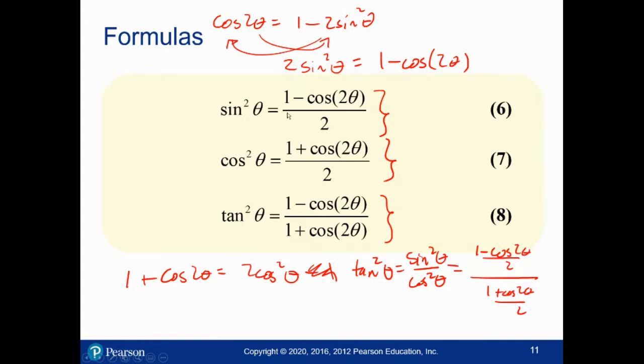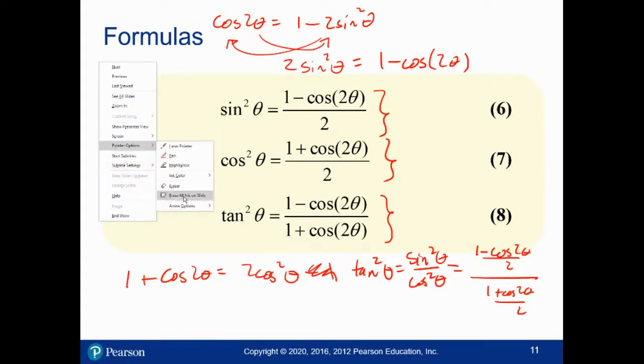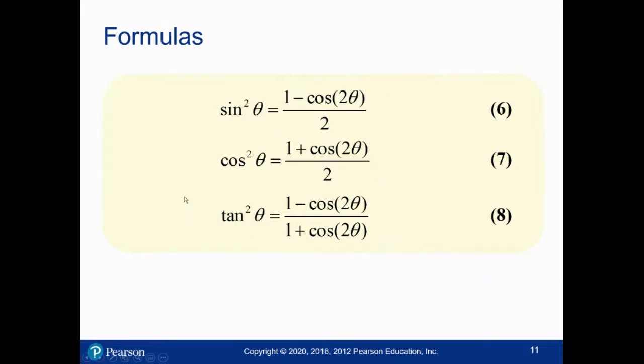So again, these are not really new formulas. They're just using the formulas we already had and playing them off one another. So everything in this section really came from the sum formulas for sine and cosine. But here we have them. Okay, we have a sine squared equals, a cos squared equals, and a tan squared equals.